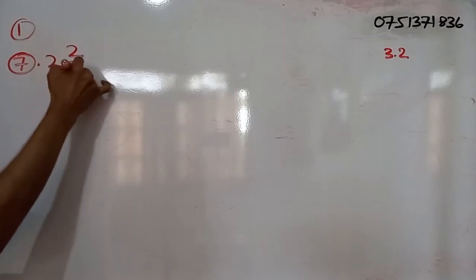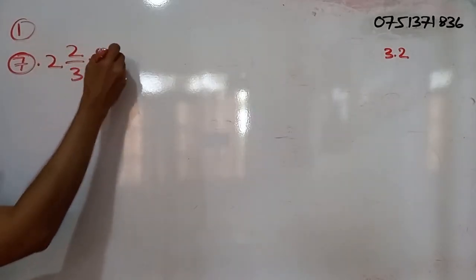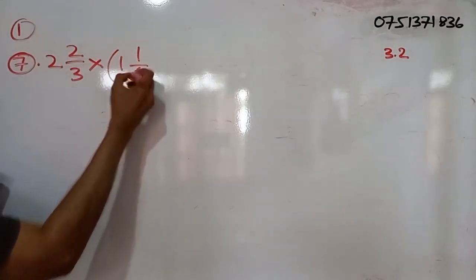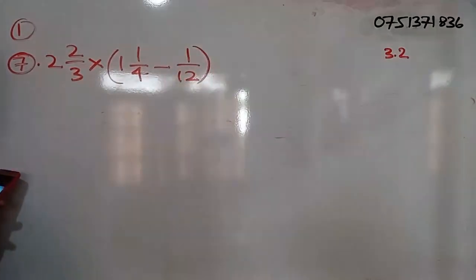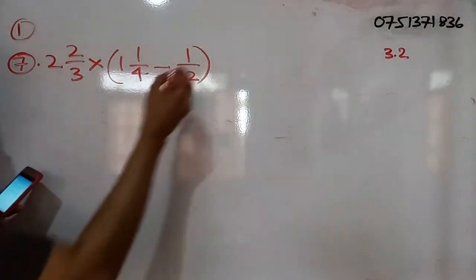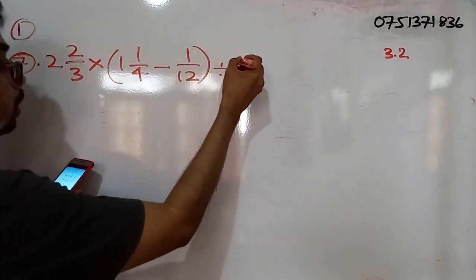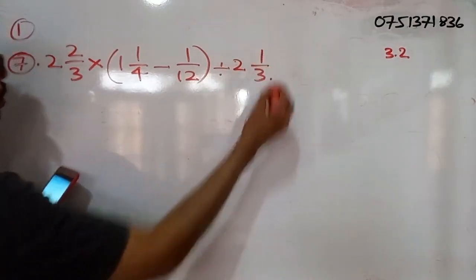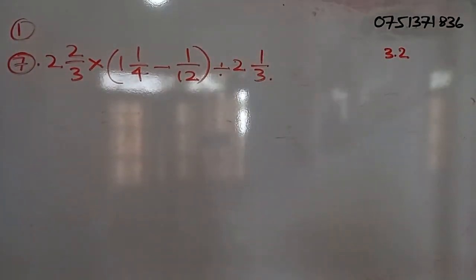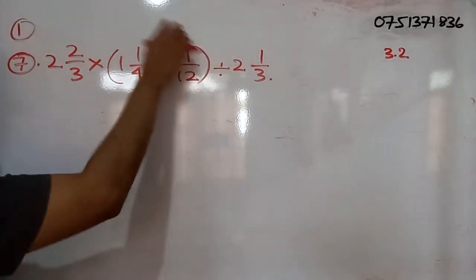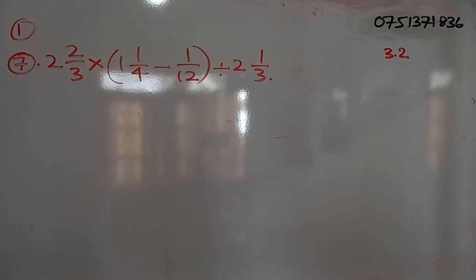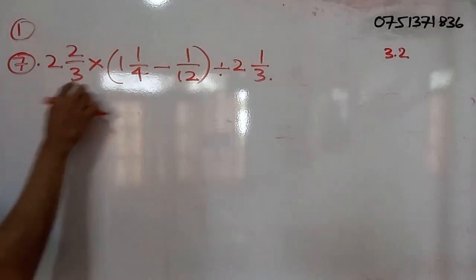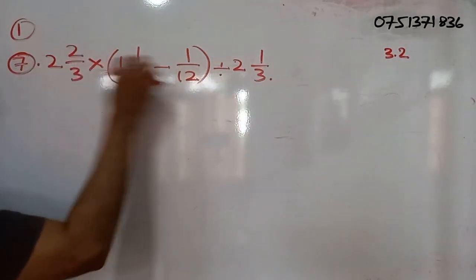2 and 2 by 3 into 1 and 1 by 4 minus 1 by 12. And again we have a division, 2 and 1 by 3. Okay. So first of all, we have to start from here. Because that is a bracket, right? And also we can convert these fractions into what?